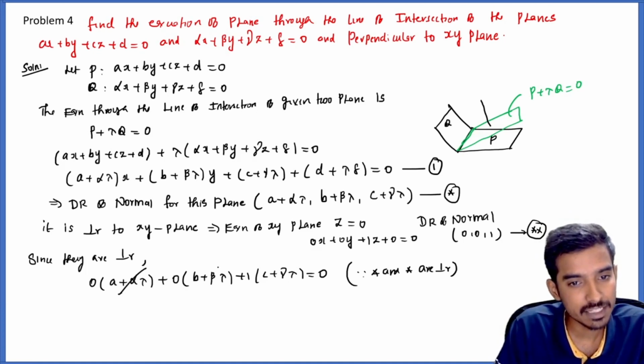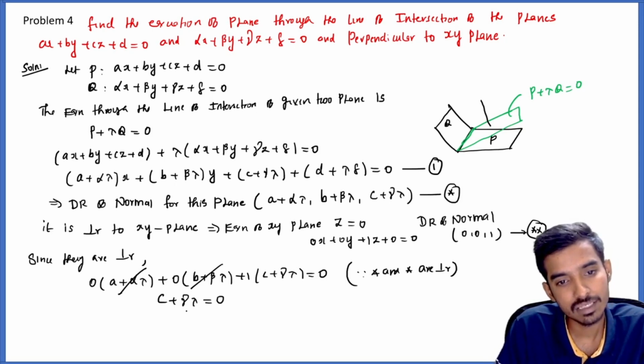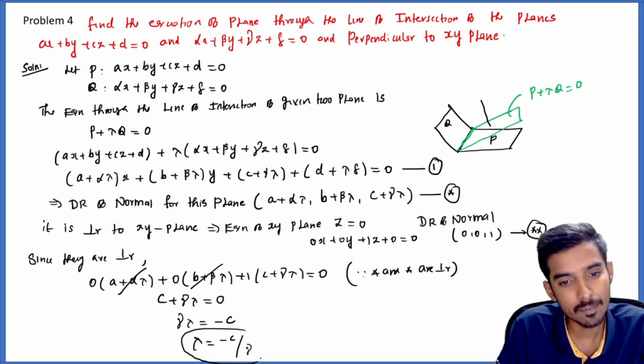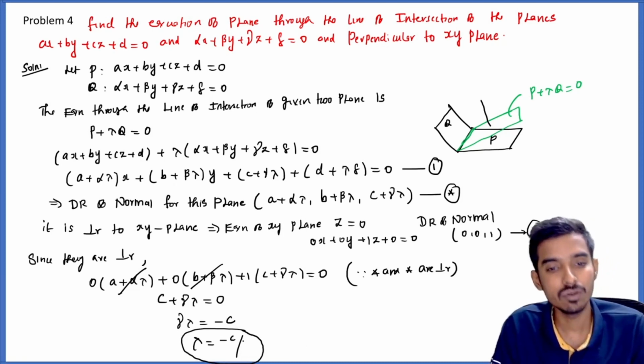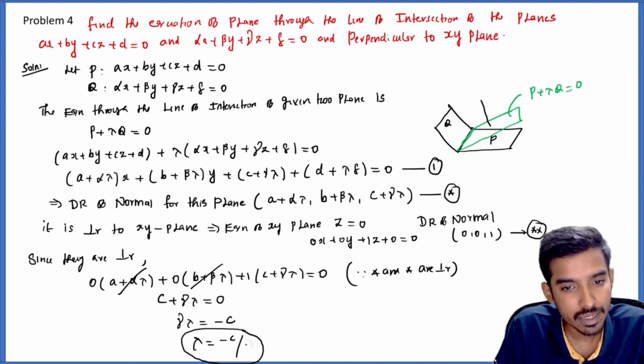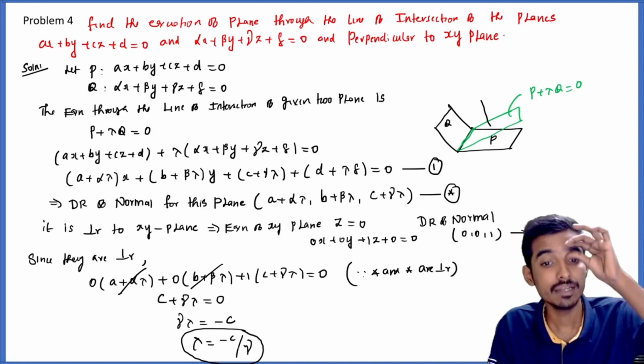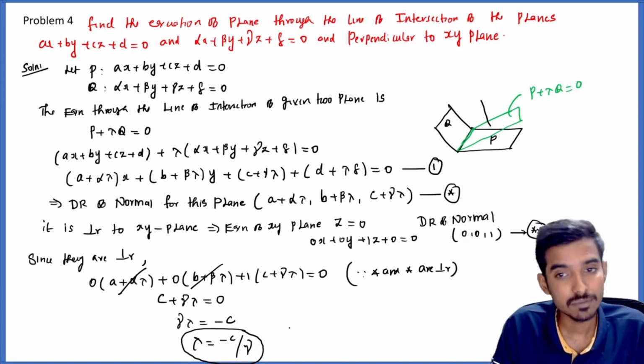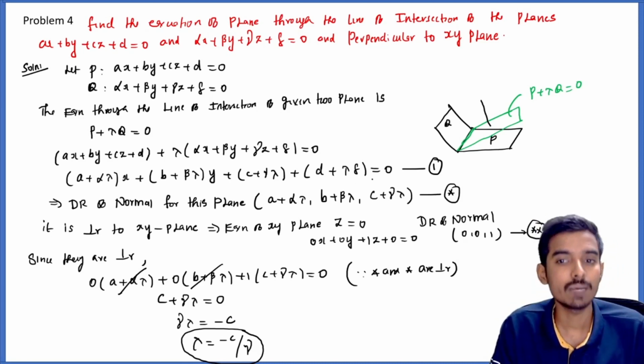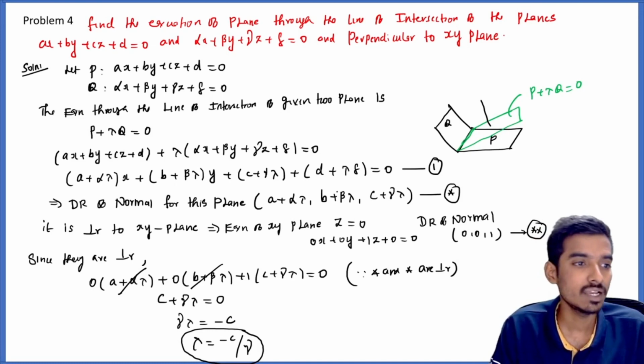So this will vanish, this will vanish. So we have C plus gamma lambda is equal to 0. That means gamma lambda is equal to minus C, that means lambda is equal to minus C by gamma. This is the value of lambda. Substitute the value of lambda in equation number 1. You can find the required equation, right?